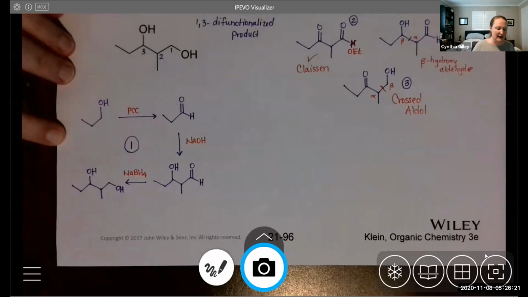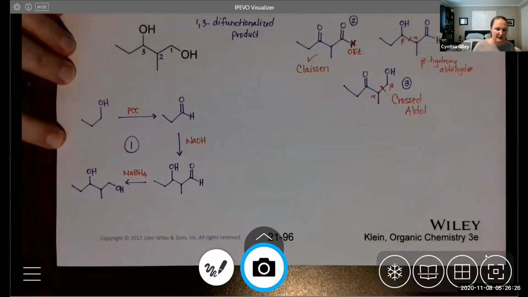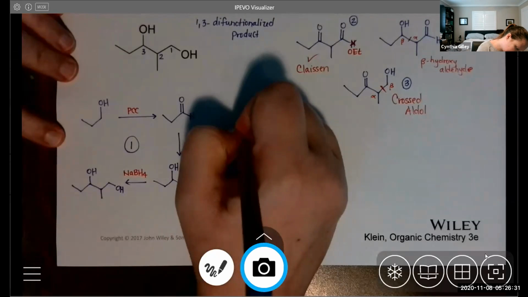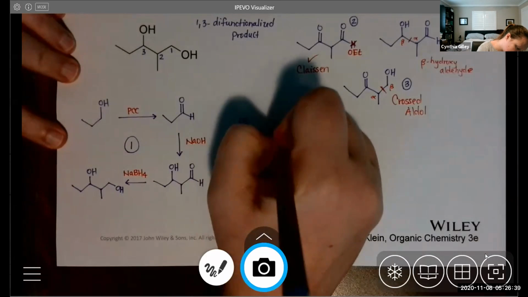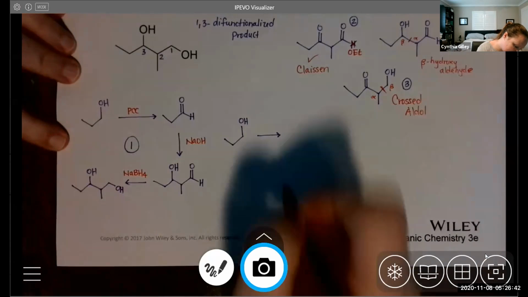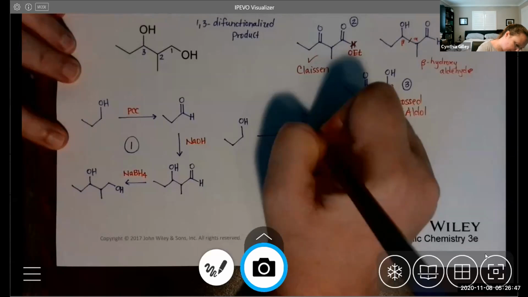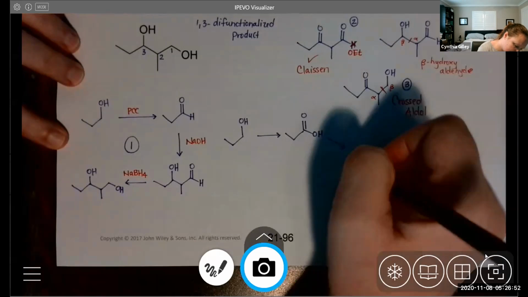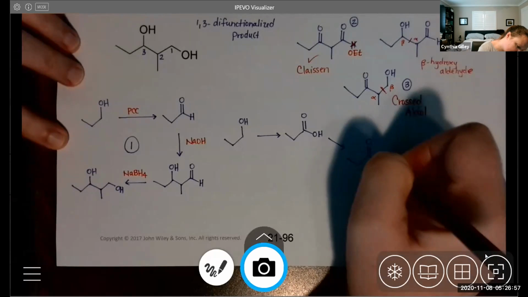Okay, perhaps we might think about making this beta ketoester through a Claisen condensation is another option. So again, I have to start with propanol, and I need to convert it to an ester in order to do the Claisen condensation reaction. So in order to convert it to an ester, I first need to oxidize to a carboxylic acid. And then from the carboxylic acid, I can produce an ester, an ethyl ester.